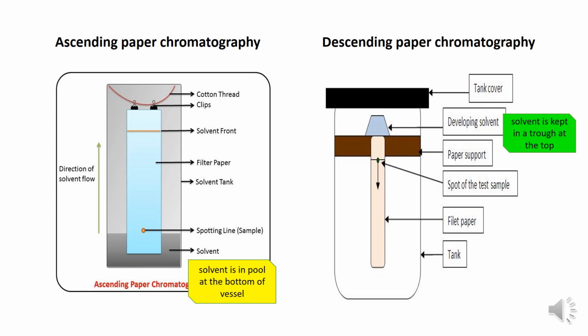The filter paper in ascending paper chromatography is supported by a clip at the cotton tree. So, the spotting line will rise up by capillary action against the force of gravity. For descending paper chromatography, the filter paper is supported by a paper support. It will allow the solvent to flow down the paper by gravitational force. Commonly, we use ascending paper chromatography more, but if it cannot be done, the descending method will be used to replace it.